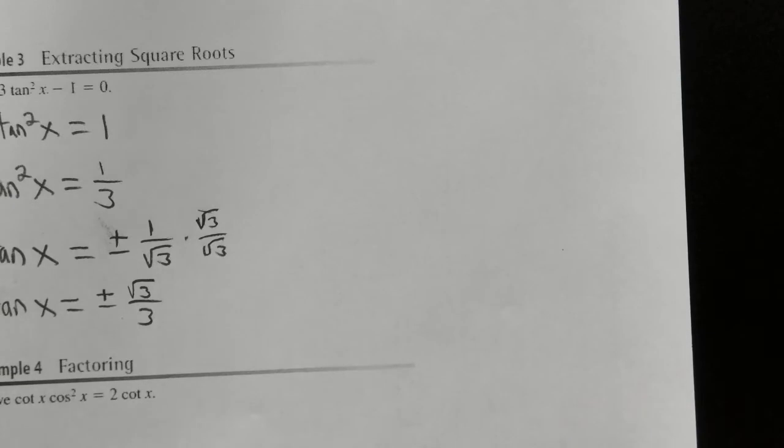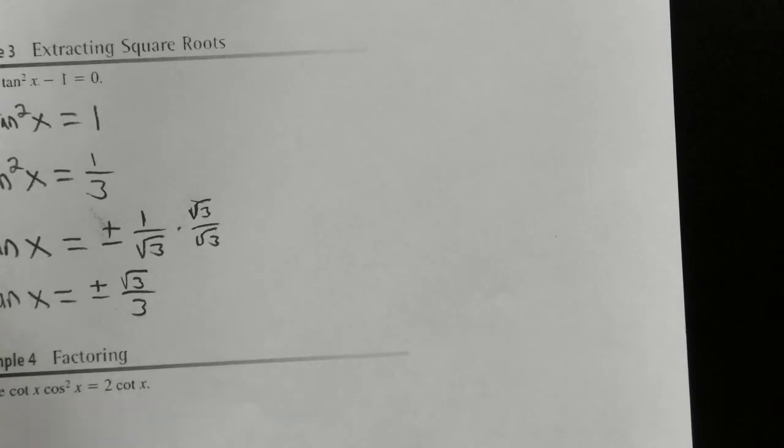All right, so what are the solutions going to be? The solutions are going to be where the value of x gives me a tangent of the angle that is either square root of 3 over 3 or negative square root of 3 over 3. Either one of those can work, all right?